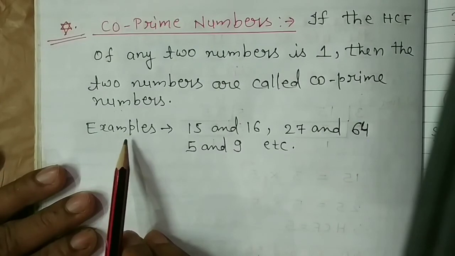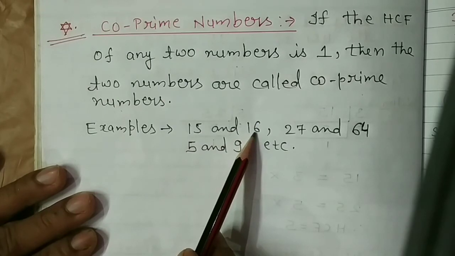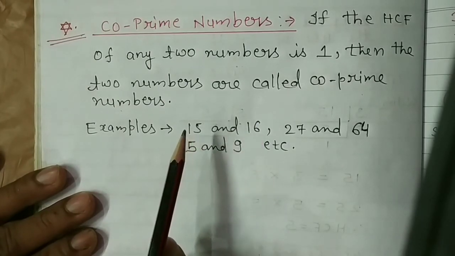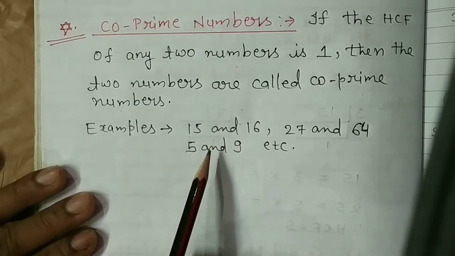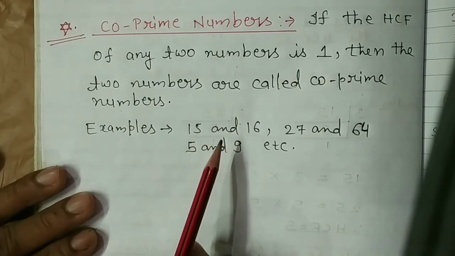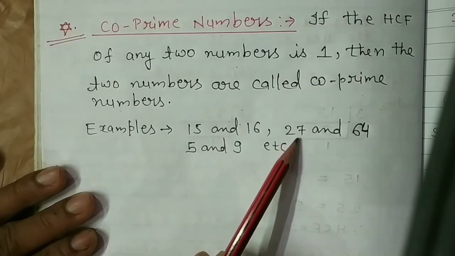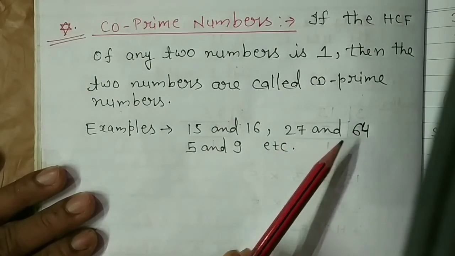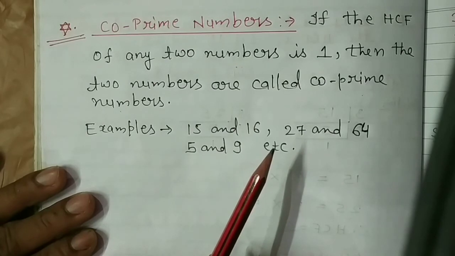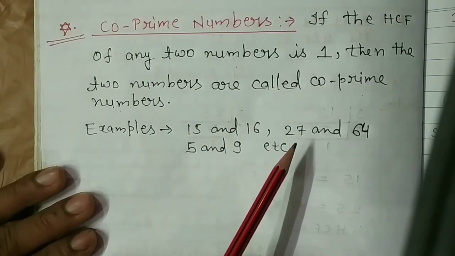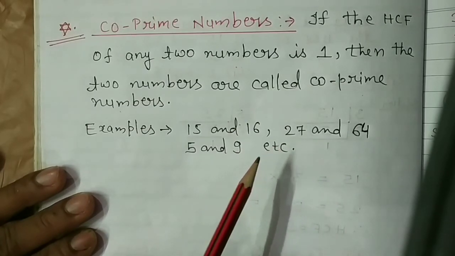I have written some examples here. The first example is 15 and 16. The HCF of 15 and 16 is 1, that's why 15 and 16 are co-prime numbers. The second example is 27 and 64. These are also co-prime numbers. If you find the HCF of 27 and 64, the HCF will come 1.